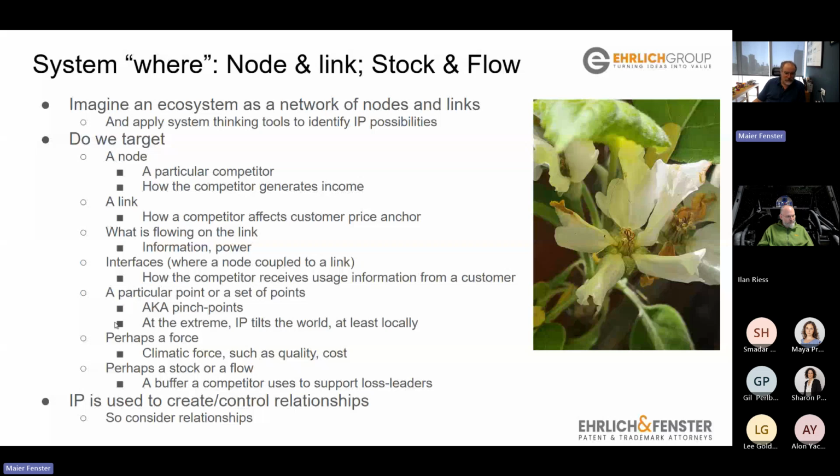And last but not least, relationships. IP is used to create relationships. It's used to control relationships. So let's identify which relationships we want to create or control.